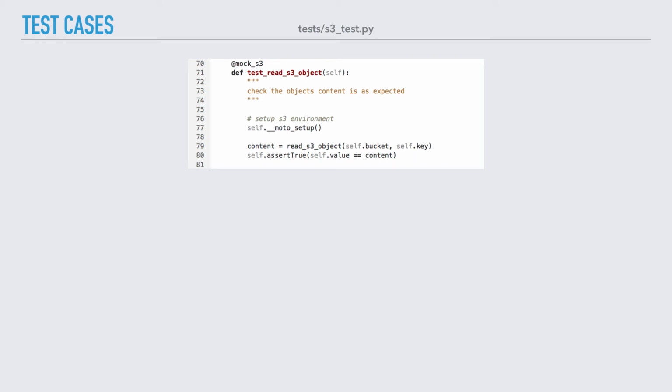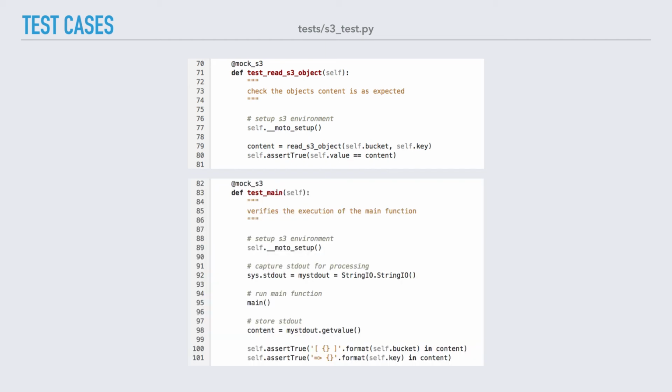Test read S3 object will again decorate with mock S3, then within, run the Boto setup to set up our S3 environment. I can now call the read S3 object function using self.bucket and self.key constant variables and store the results. Using unit test's assert true method, I will verify the stored content is equal to the expected self.value constant variable. If it is, this test case will pass.